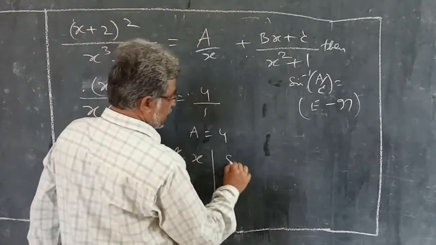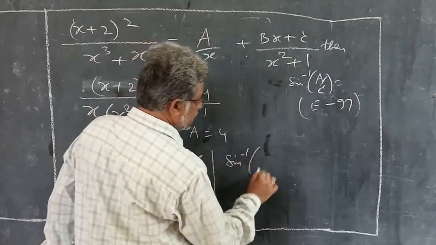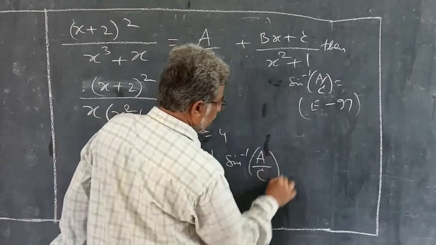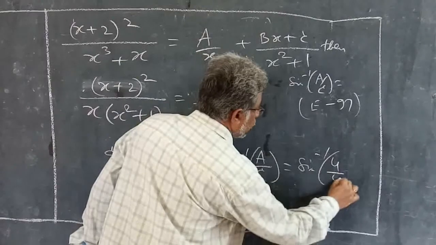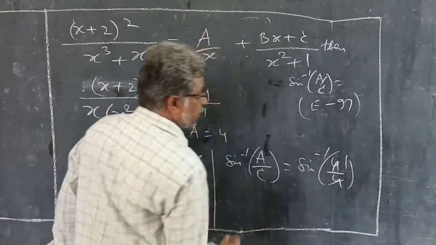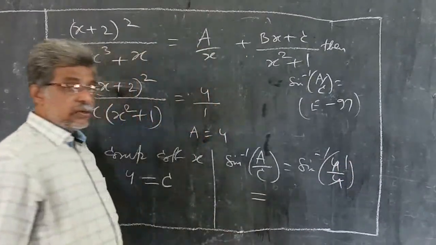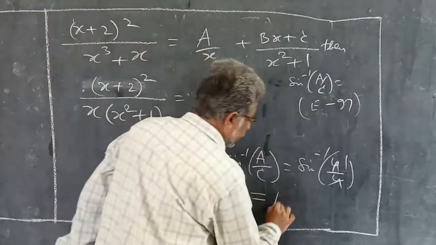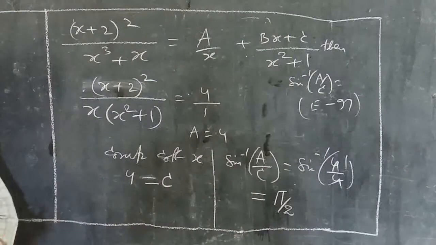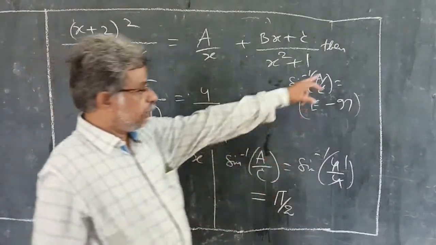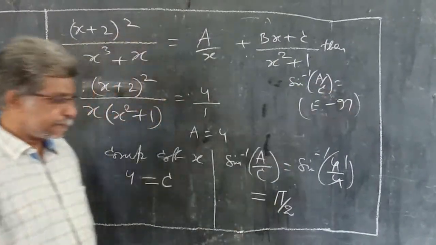Implies I need sin inverse of a by c. Sin inverse of a by c is equal to sin inverse of 4 by 4, sin inverse 1. What is the value of sin inverse 1? When does sin become 1? Pi by 2. So the final answer is pi by 2. So sin inverse a by c is pi by 2, 90 degrees.